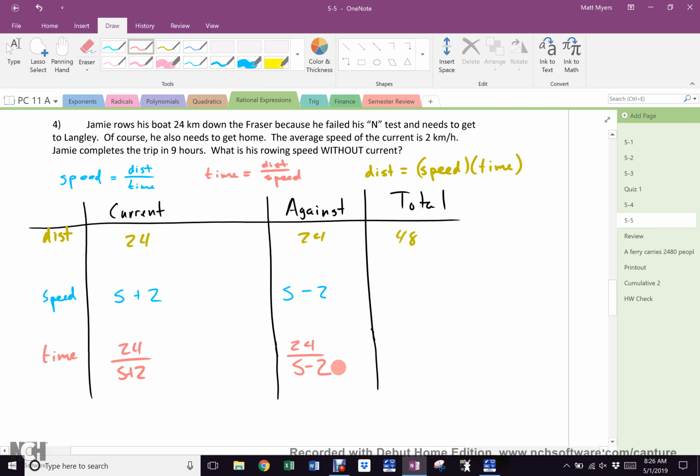And what is his total time? 9 hours. Now, where in this chart, in lovely gold, sky blue, or coral pink, do you see a spot where you can solve for our unknown? To solve for our unknown, we need unknowns and an answer. Which row gives us that?